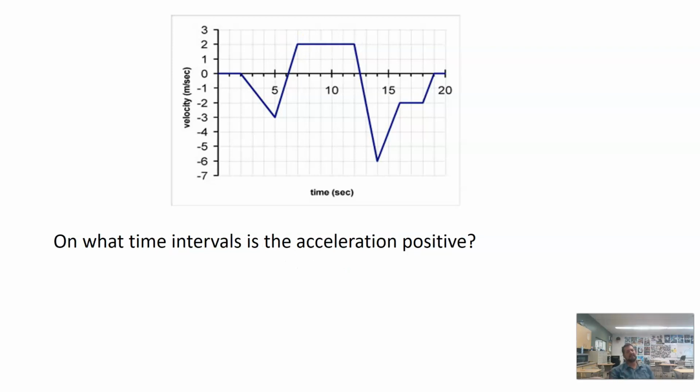On what time intervals is the acceleration positive? Well, if I have a velocity graph, what I'm looking for is where the velocity graph is increasing. So I see two different places that my acceleration is going to be positive. That is from 5, I apologize, to 7. So that interval is too wide. That's what I was thinking. And then also, looks like from 14 to 16, my acceleration is positive as well.